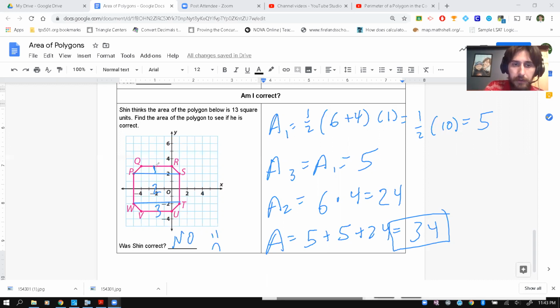And the reason why I broke it up as I did is because that third region down here is the exact same shape. So I didn't have to do any more calculations. Its area would also be 5. And that leaves me with this middle region, which is a rectangle. It's a 6 by 4 rectangle, so its area is 24, which means my total area is 5 plus 5 plus 24, or 34 square units.